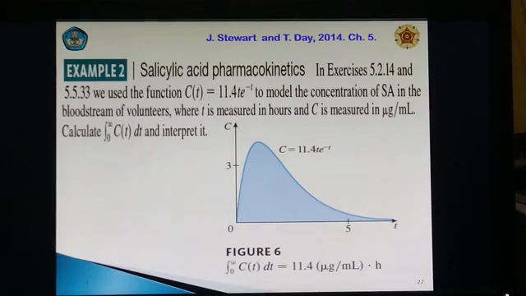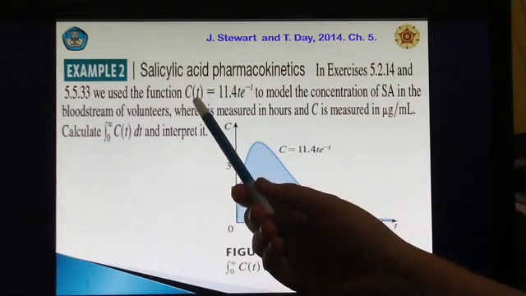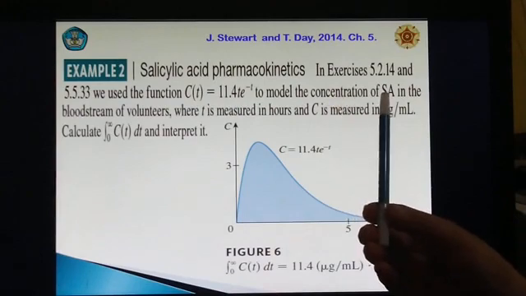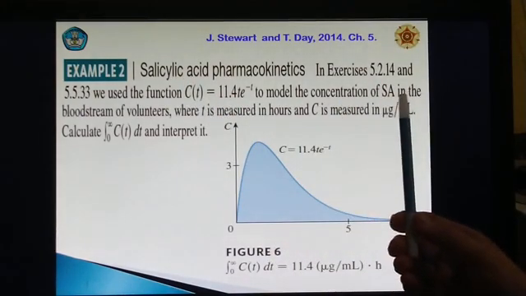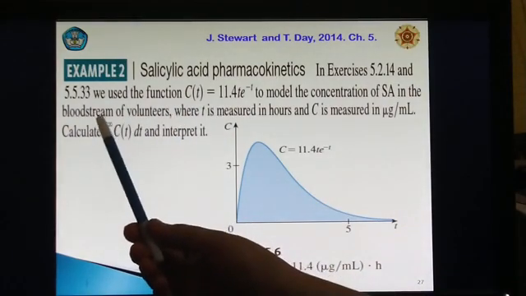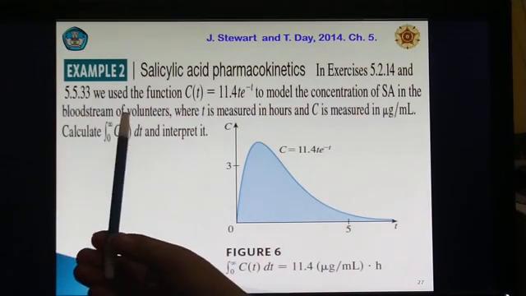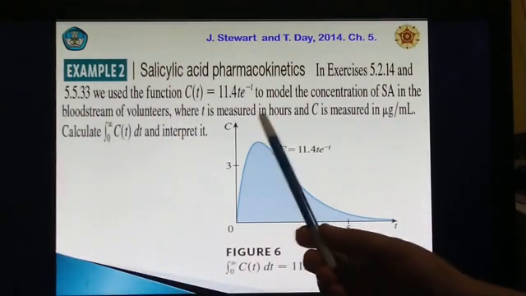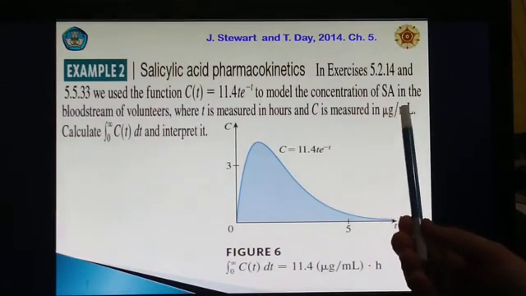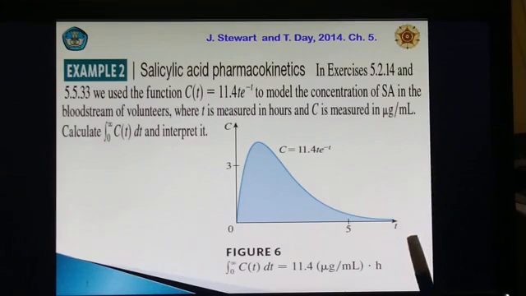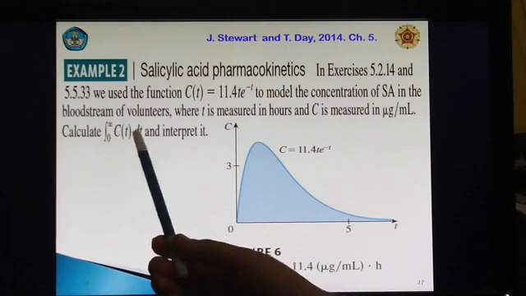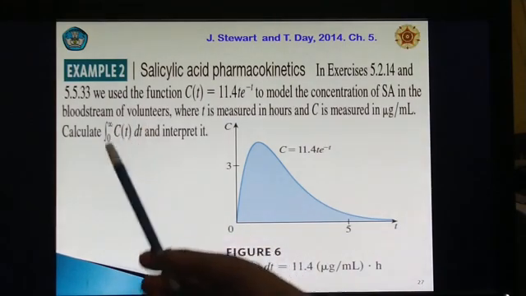Okay, if C(t) is defined by the concentration of the salicylic acid in the bloodstream of the volunteers. Bloodstream in bahasa Indonesia means peredaran darah, and t is measured in hours, and C is measured in milligram per milliliter. We want to calculate the integral of C(t) dt from 0 until infinity.